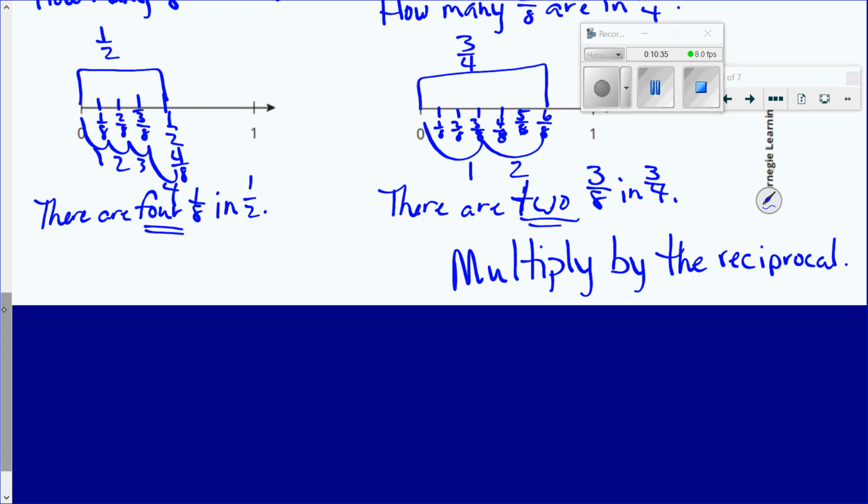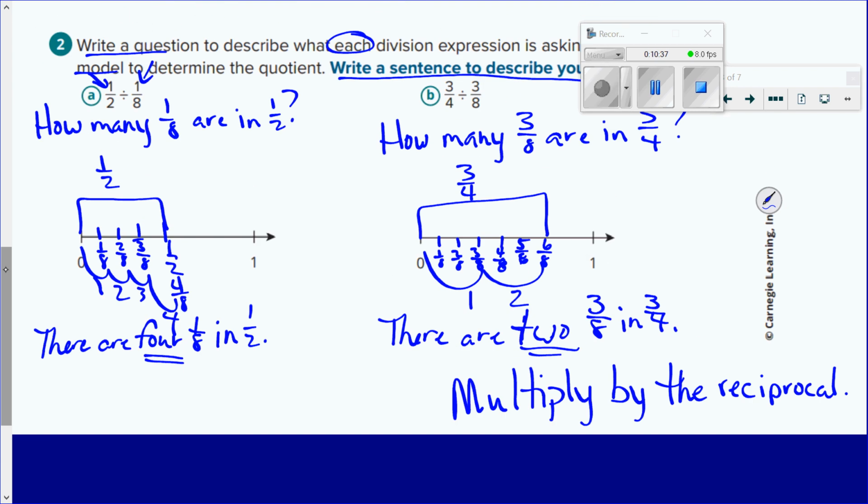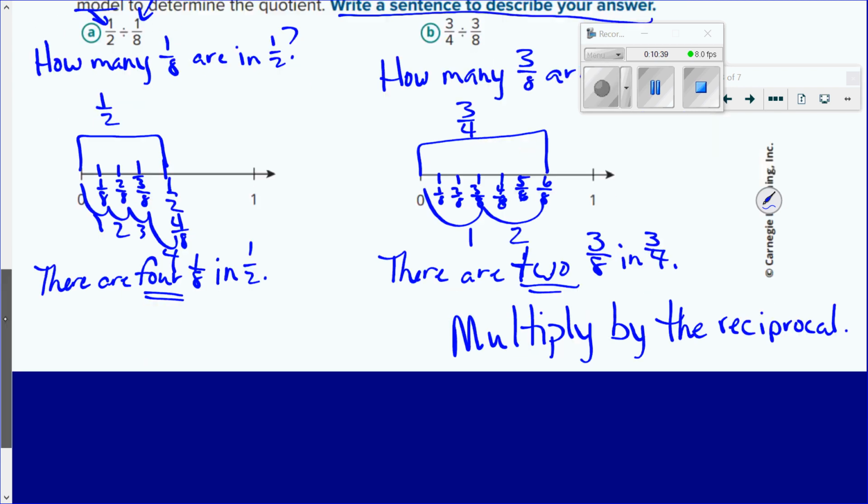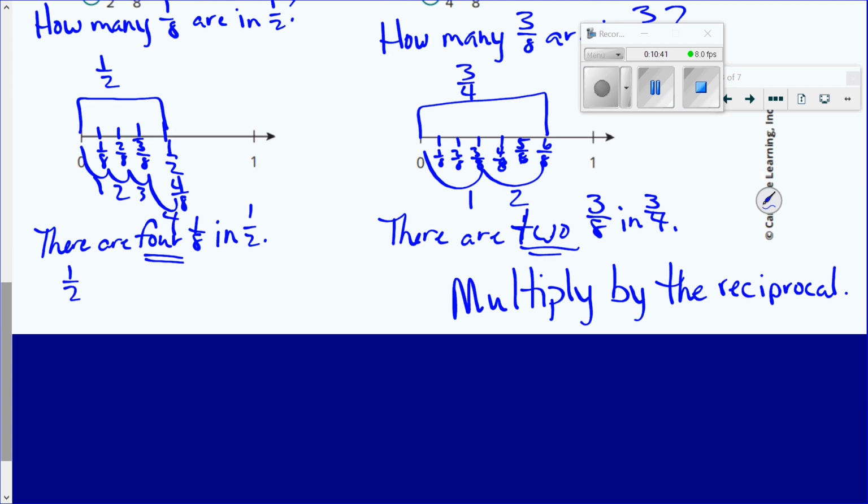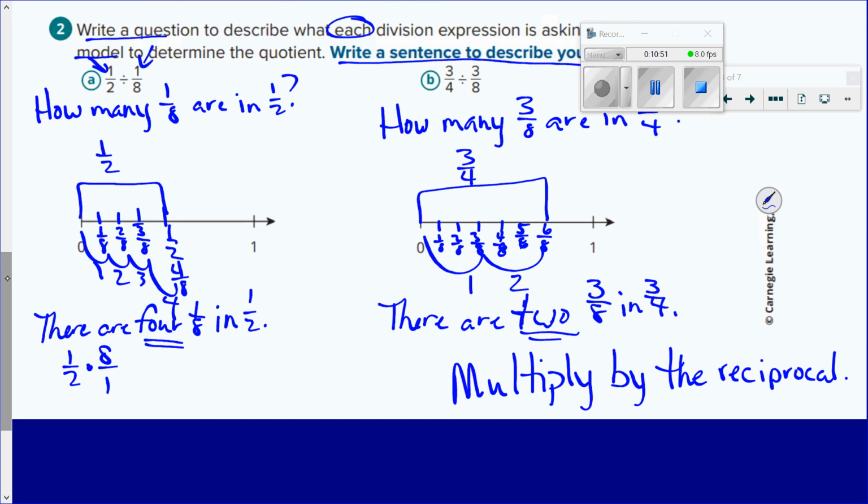Okay? So I don't divide 1/2 by 1/8. Instead, I'm going to multiply by the reciprocal. Remember, to find the reciprocal, all I do is I turn the number upside down. So instead of 1/8, I now write it as 8/1. Then I just do the math. 1 times 8 is 8. 2 times 1 is 2. 8 divided by 2 is 4. So that is how we can get the answer mathematically.